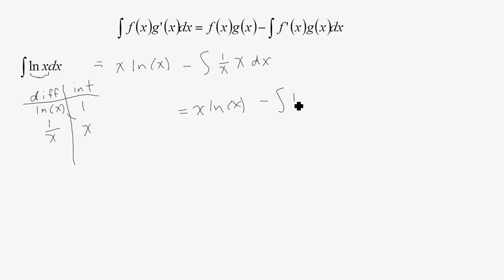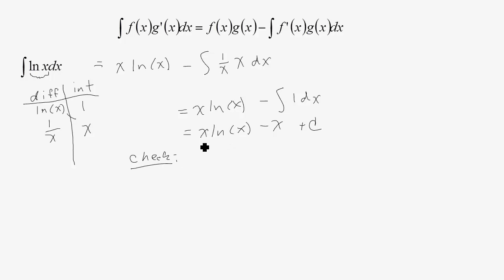Notice that 1 over x times x is just 1, so we basically traded in an integral that we weren't sure about for an integral that's pretty easy to do. It's x ln x, and the integral of 1 dx is x, so minus x, plus a constant. You can go ahead and check and make sure that this works.